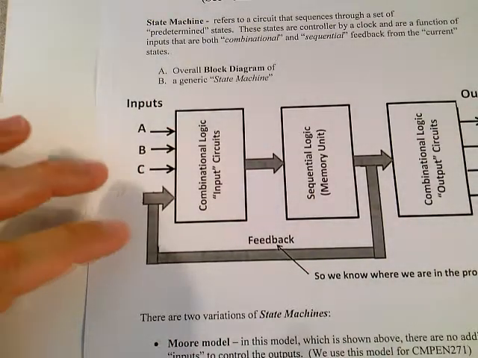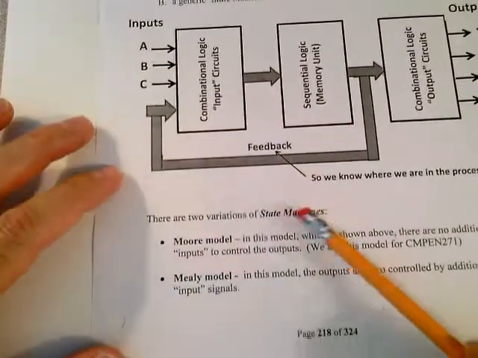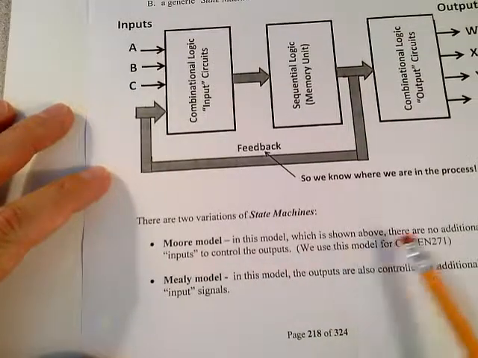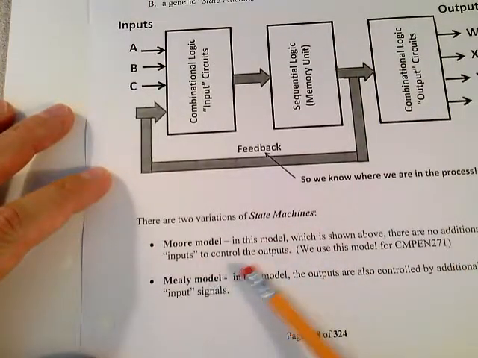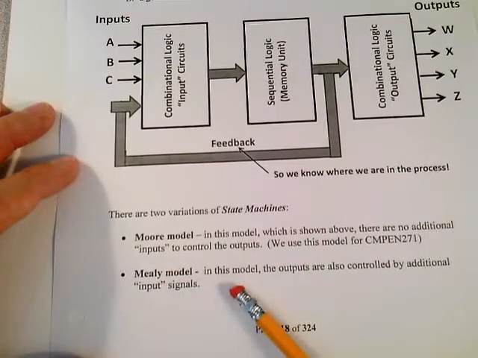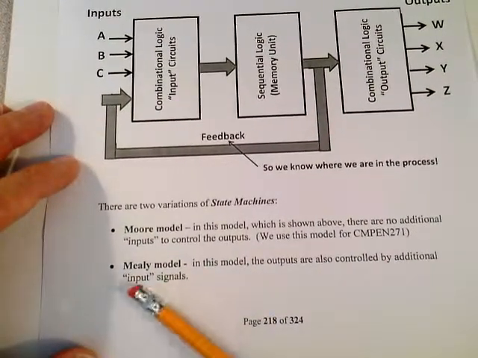There are 2 different types of state machines you can talk about. There's the Moore model. In this model, which is shown above, there are no additional inputs to control the outputs. And then the Mealy model. In this model, the outputs are also controlled by additional input signals.